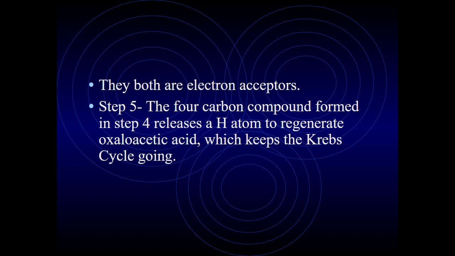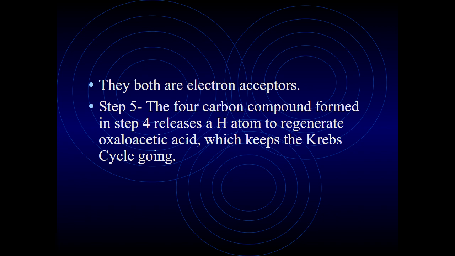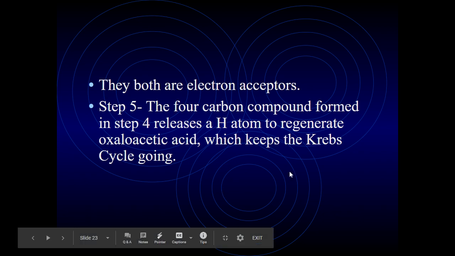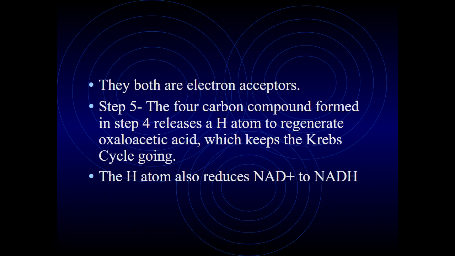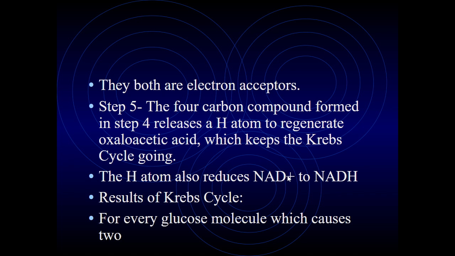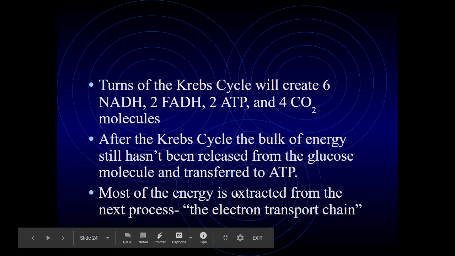Step 5, the 4-carbon compound formed in step 4 releases an H atom to regenerate the oxaloacetic acid, which keeps the Krebs cycle going. So step 5 just starts it all over again. And then of course it reduces, and the result is that every glucose molecule causes 2 turns of your Krebs cycle to create 6 NADH, 2 FADH, 2 ATP, and then 4 CO2 molecules.